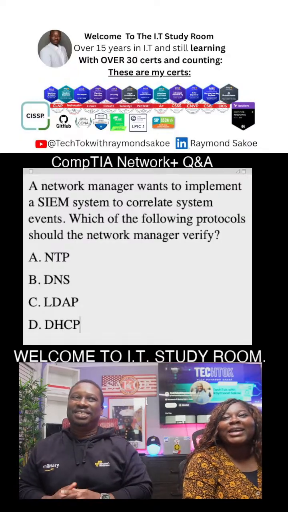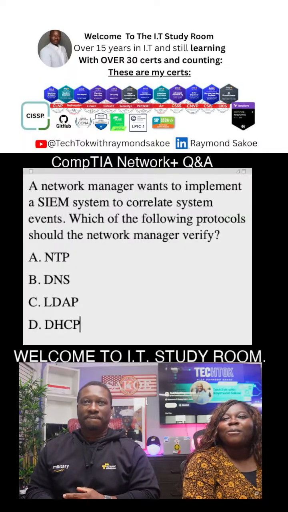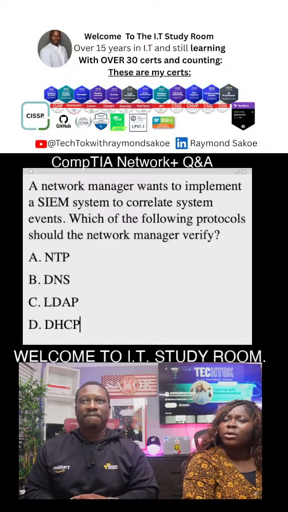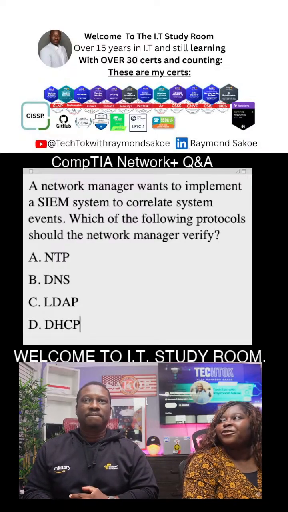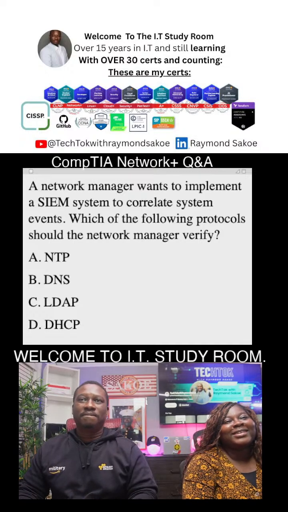A network engineer wants to implement a SIEM system to correlate system events. Which of the following protocols should the network manager verify?